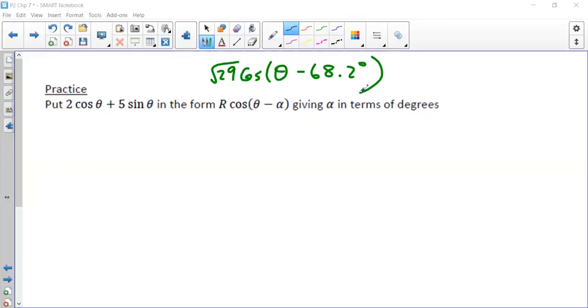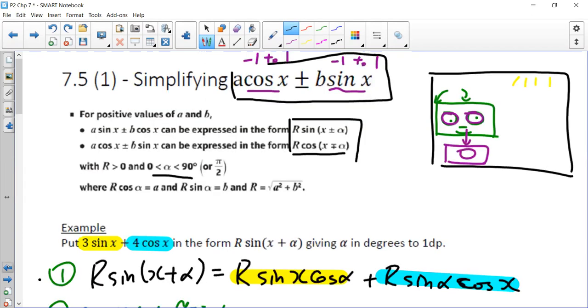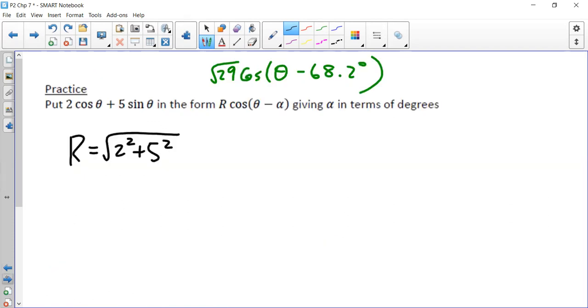So this is the final answer, root 29 cos theta minus 68.2 degrees. I'm not going to show you the long way, I'm just going to show you a shortcut. The shortcut is: r equals the square root of 2 squared plus 5 squared. By the way, if you can do the full working out the long way correctly, well done to you. It just shows you understanding of the numbers and the algebra in between. So r equals the square root of 2 squared plus 5 squared, which is root 29.